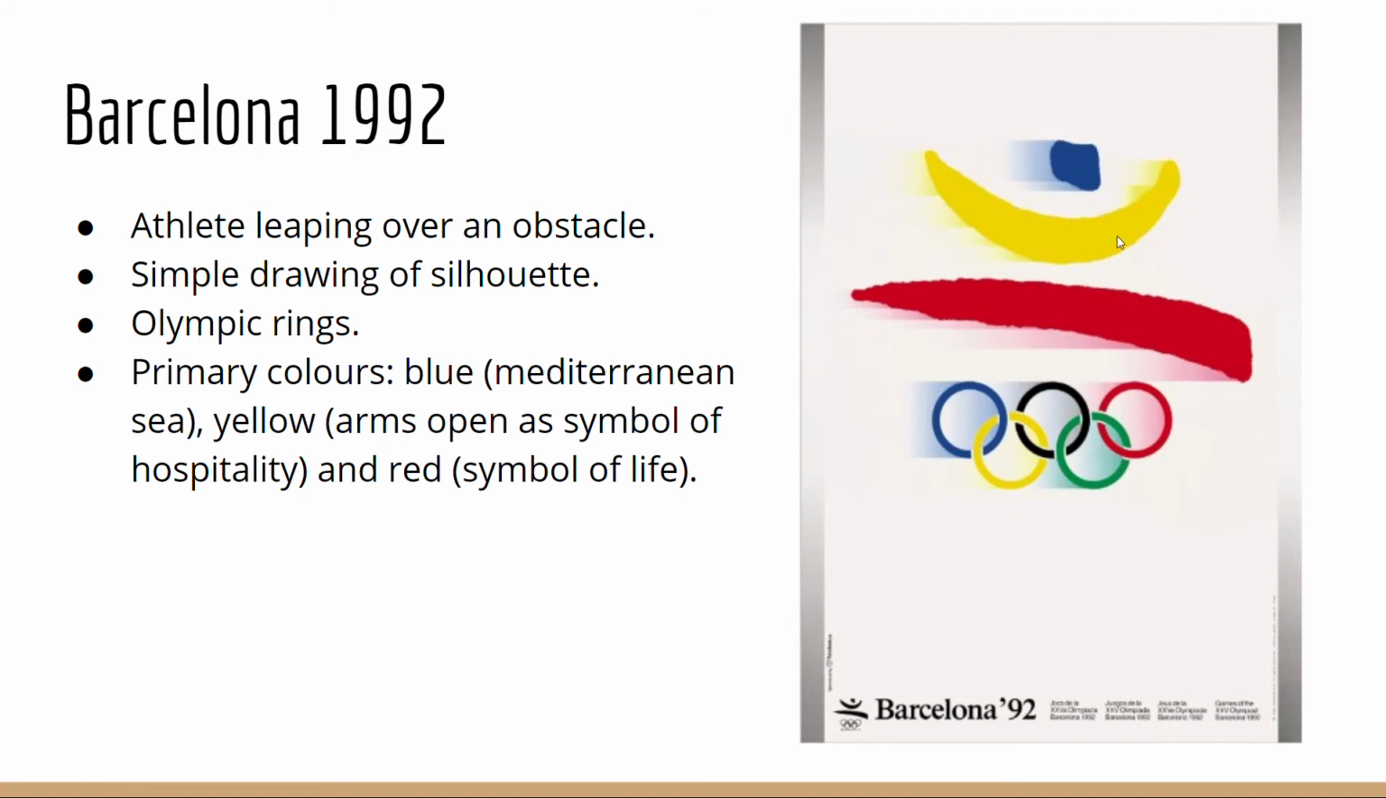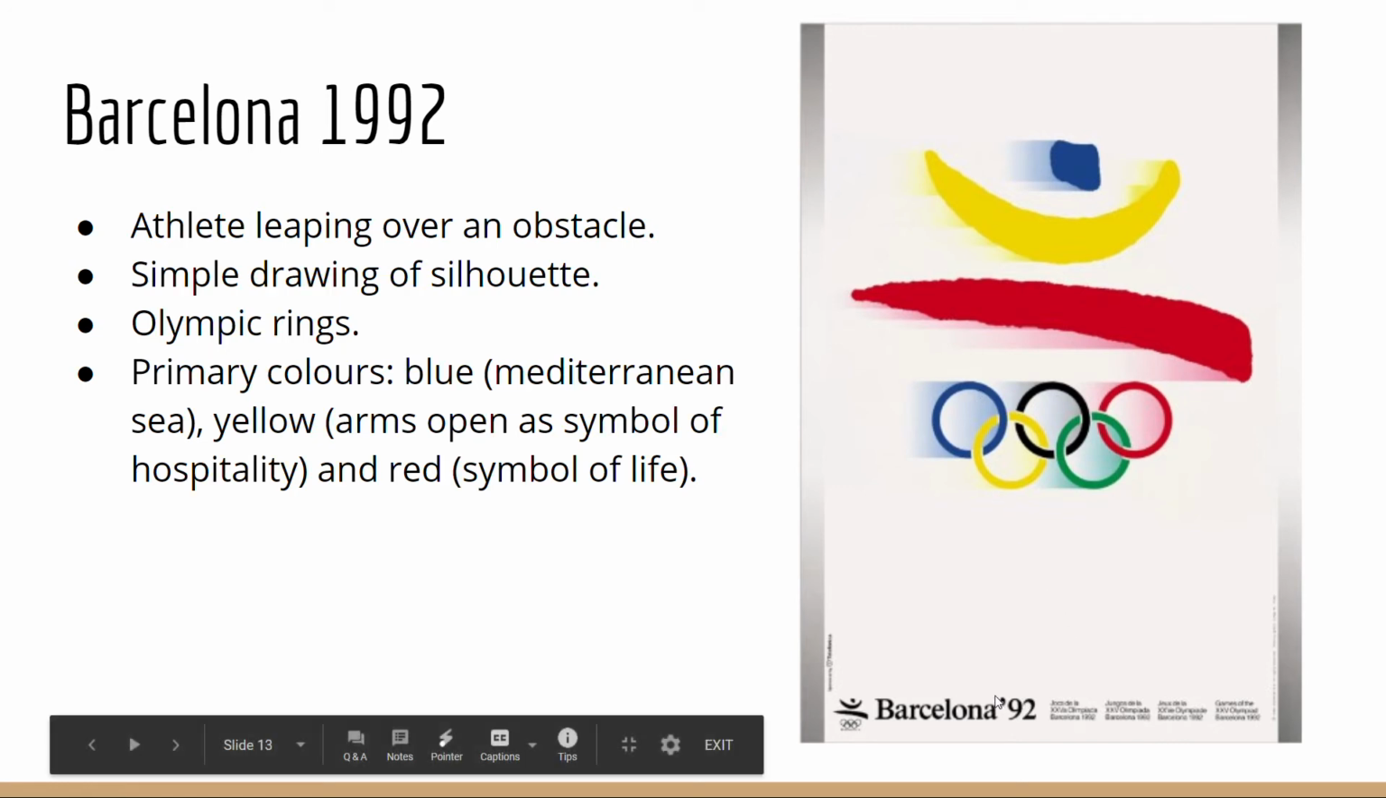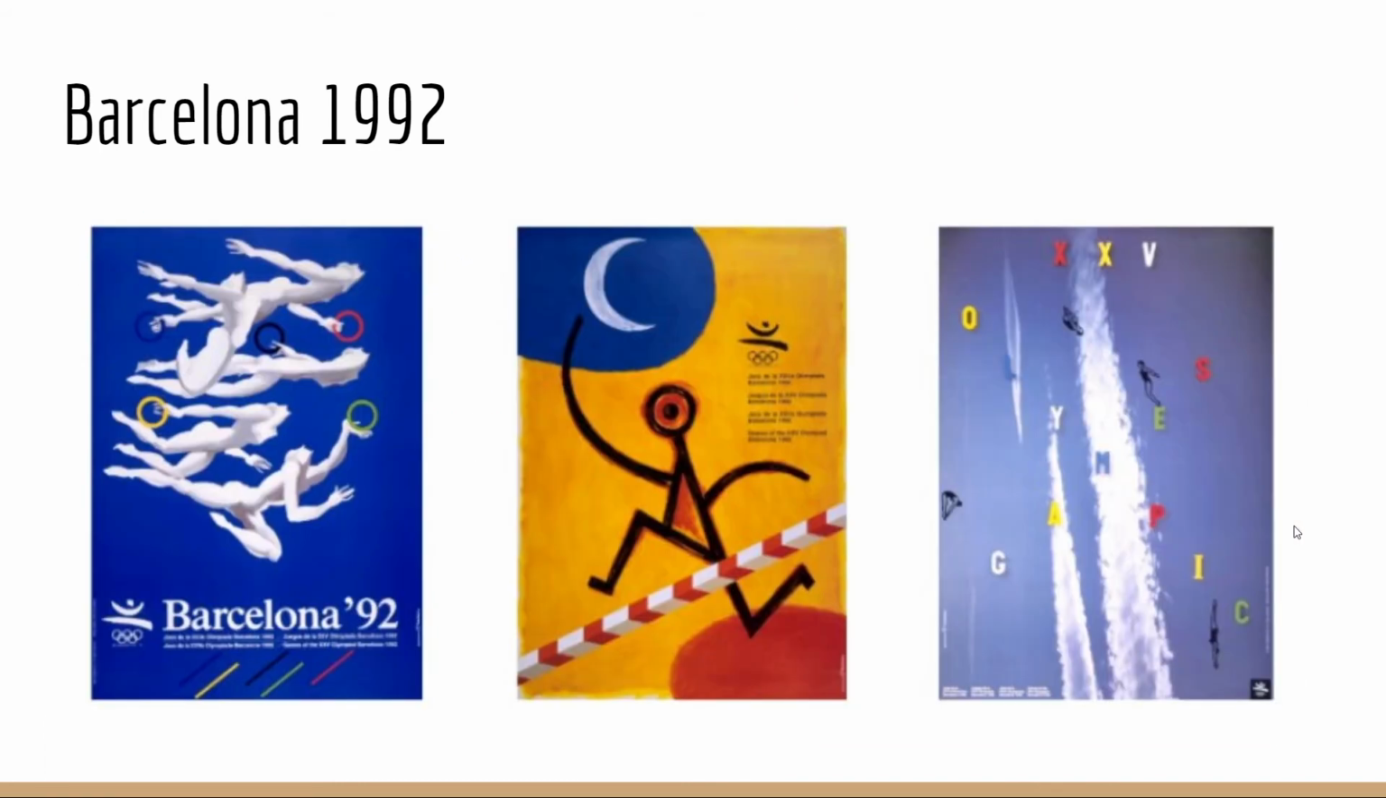The yellow is the arms open, a symbol of hospitality, like come and see us. And the red is a symbol of life. And you can see here that they faded away. They made a gradient of the color, and it looks like everything's in a little bit of movement, that dynamic movement. You can see here the name of the city, the Olympic rings, and the year. These are, again, ideas you can use for your poster.